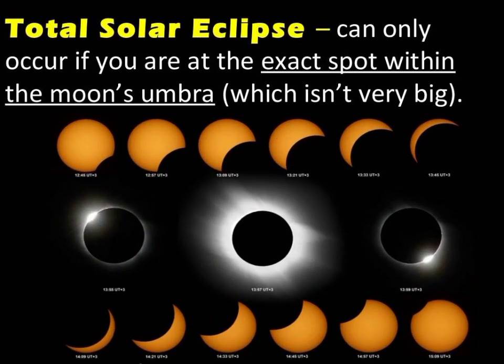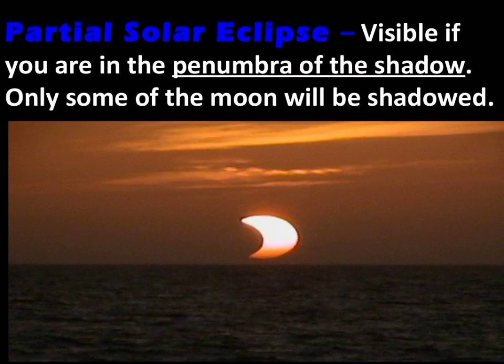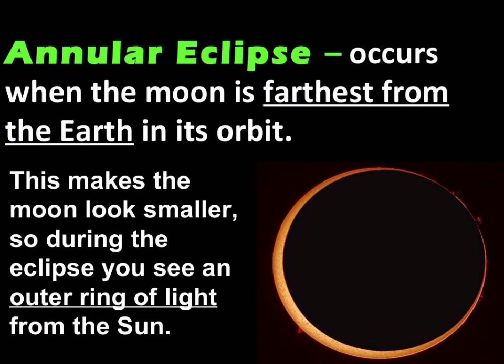Total solar eclipse can only happen if you are at the exact spot within the moon's umbra, which, for a fact, is not very big. Partial solar eclipse is visible if you are in the penumbra of the shadow, and only some of the sun will be shadowed. Last but not the least is the annular eclipse.